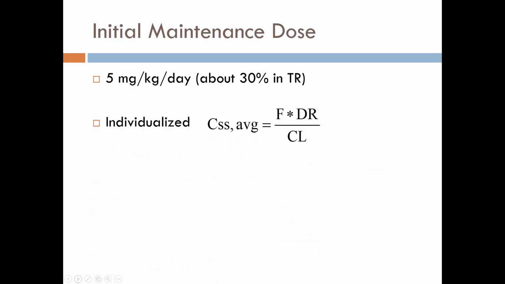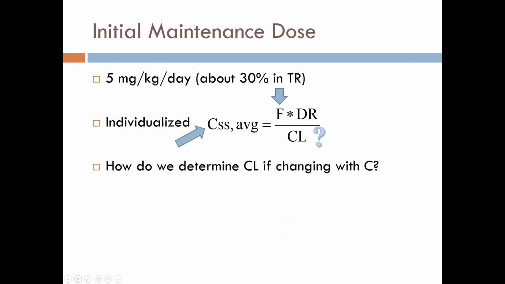You can try an individualized approach, which is using our good old jelly equation here, which is CSS average equals drug in over drug out. You also have to put that salt form in there. Don't forget that. We know what we're shooting for. We know a bioavailability, at least a good guess, but what do we use for clearance here? Good question, because we're solving for dose rate, aren't we? So how do we determine clearance if it's changing with concentration all the time? That's pretty tricky. So that's really the crux of the problem. We'll talk about that more in just a minute.